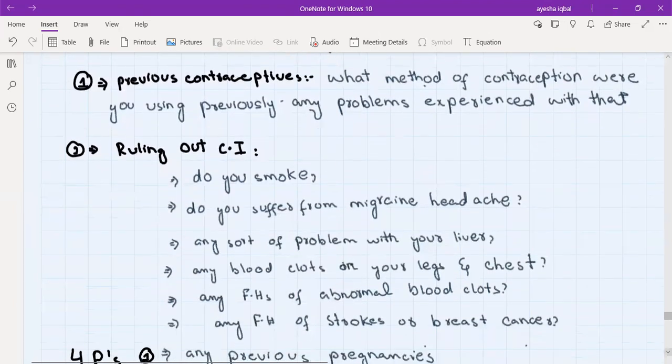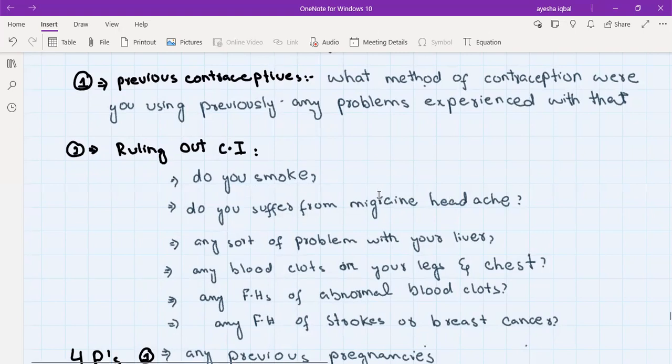So we'll ask her, do you smoke? Do you suffer from migraine headache? If she says, yeah, I sometimes have headaches, and gives you a vague answer, you need to accurately establish whether it is migraine or not. So the follow-up question will be: has the headache ever been so bad that you had visual problems with it, or can you feel the headache coming?